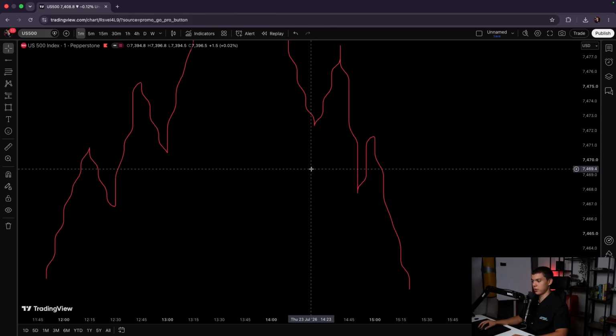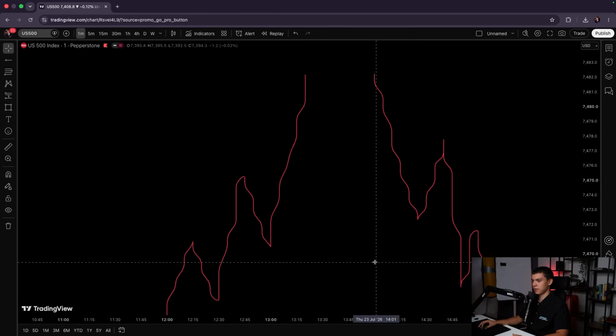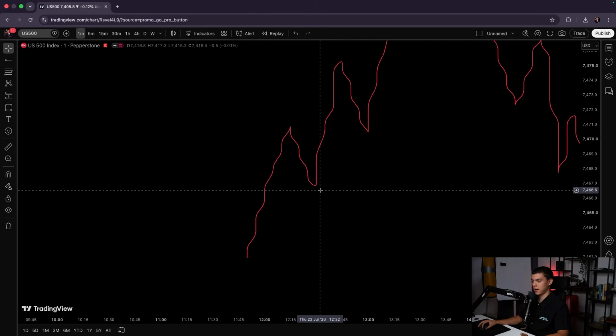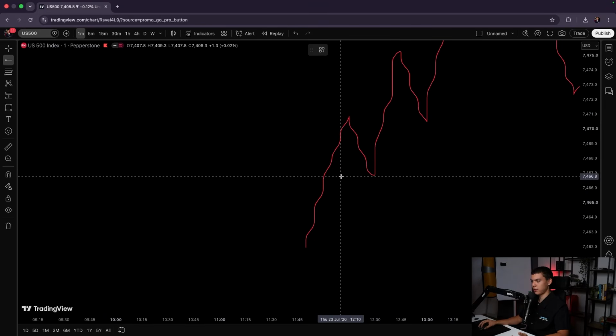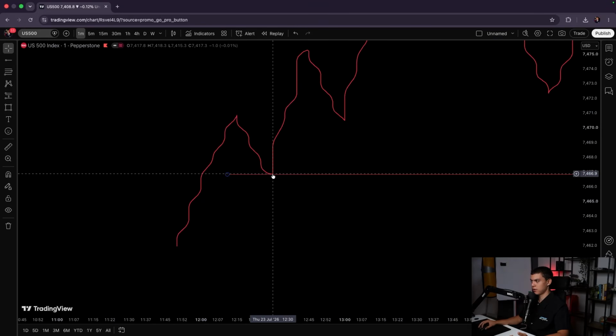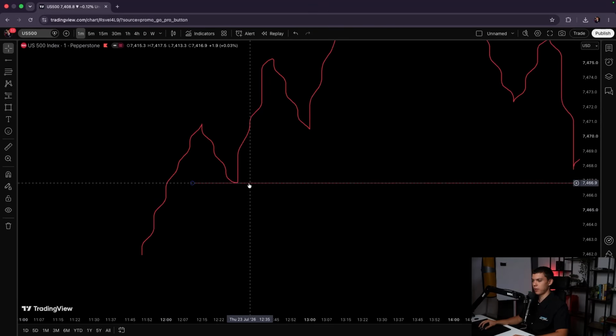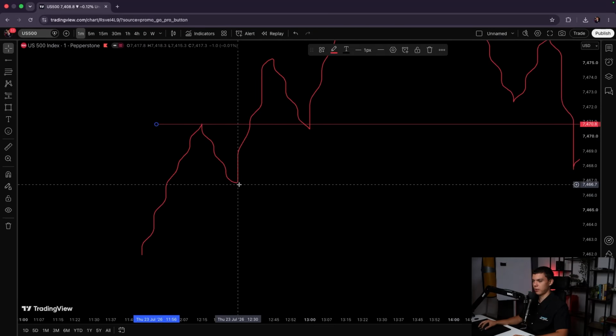Now I have some questions for you. What is a high? Is this right here a high? This one? Of course not. Remember, a high is this one right here: an up candle followed by a down candle.